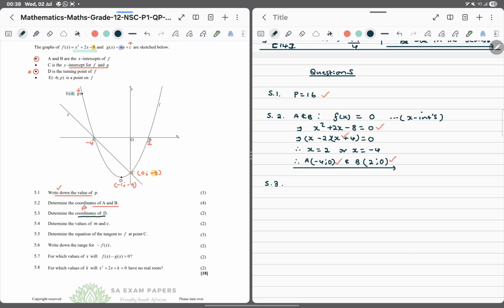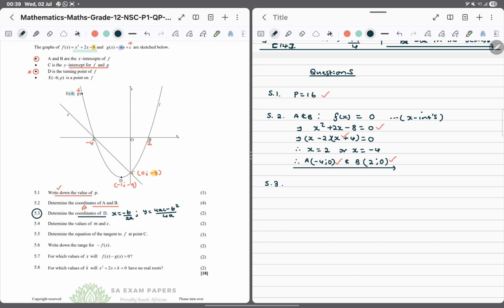So 5.3, we are to determine the coordinates of D. So, well, D, guys, is as easy as, we can use x is equal to minus b over 2a, and y there equals 4ac minus b squared over 4a, or any other means necessary. I mean, this is an open-ended question. We can use differential calculus and stuff.